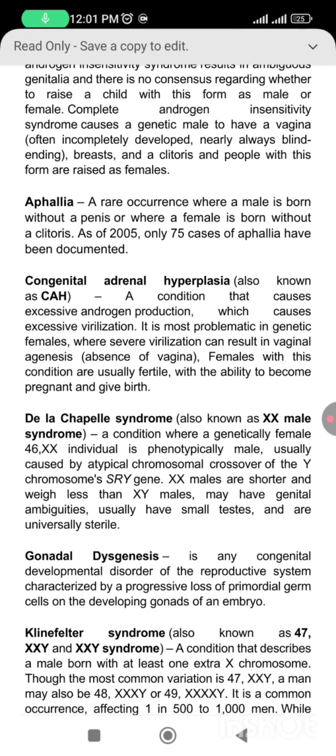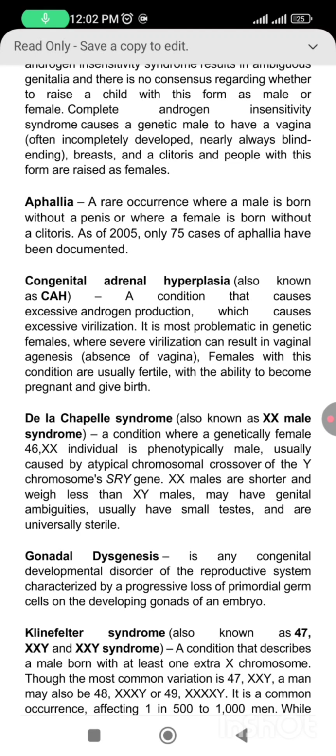The next one is XX male syndrome, a condition where a genetically female 46XX individual is phenotypically male, usually caused by atypical chromosomal crossover of the Y chromosome's SRY gene. XX males are shorter and weigh less than XY males. They may have genital ambiguities, usually have small testes, and are universally sterile.